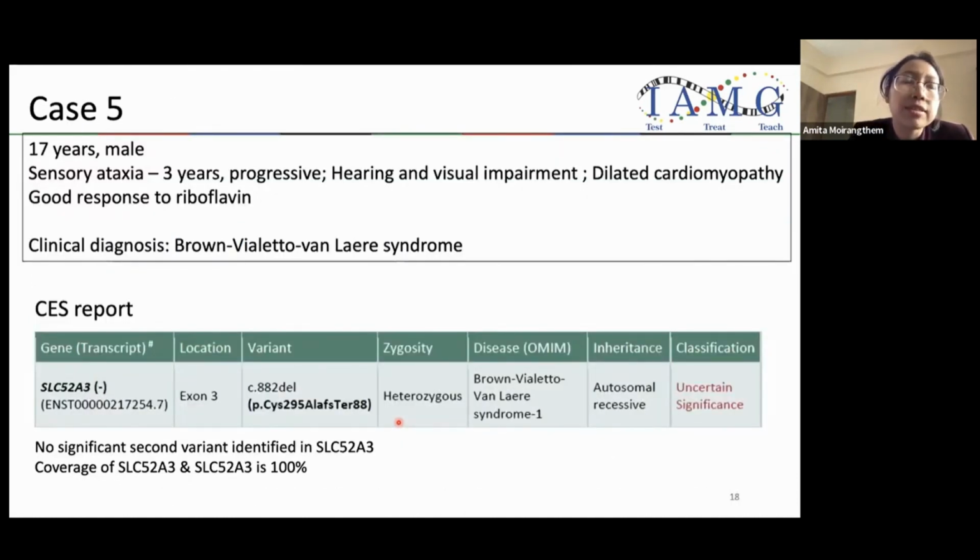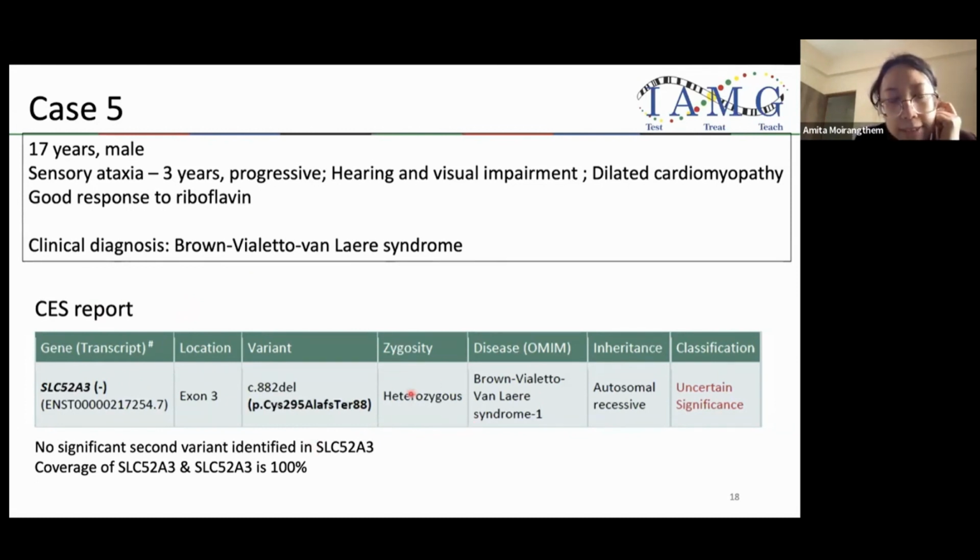Then sometimes we have such cases where the phenotype is very clear, pointing towards a very specific clinical diagnosis. So this 17-year-old boy had sensory ataxia for the last 3 years, with hearing and visual impairment, dilated cardiomyopathy, and suspecting a diagnosis of a riboflavin transporter defect or Brown-Vialetto-Van Laere syndrome, high dose riboflavin was started and he showed good response. So we were very sure that this was the diagnosis, and to further confirm it, the exome sequencing of the proband was sent, and this was the variant which was returned.